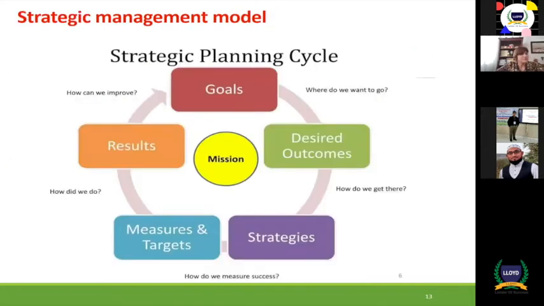Another example, just to finish the first part and use our time well, I will show you the strategic planning cycle. It is the same as the quality cycle: plan, do, check, act. Set up the goals, set up the desired outcomes, set up strategies to reach them, measure where you are, evaluate the results, and then ask how we can improve. They call it strategic management.